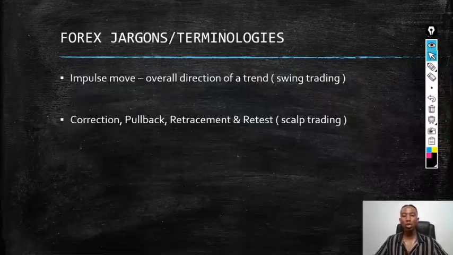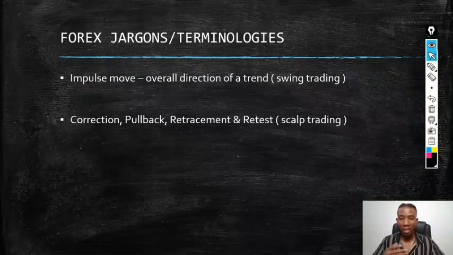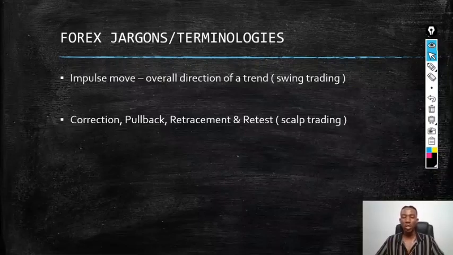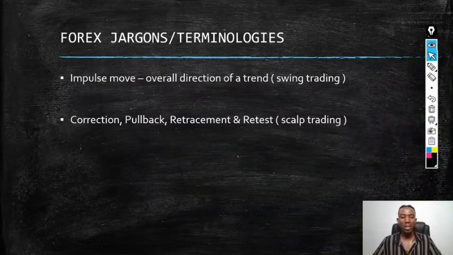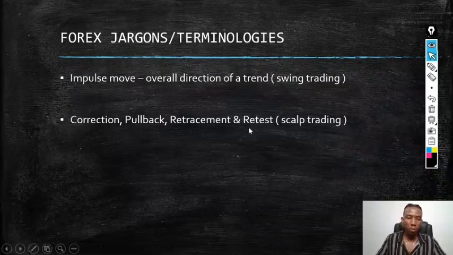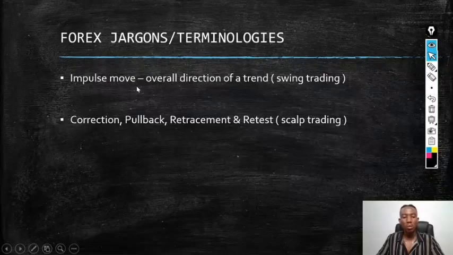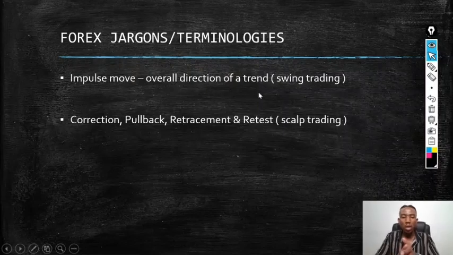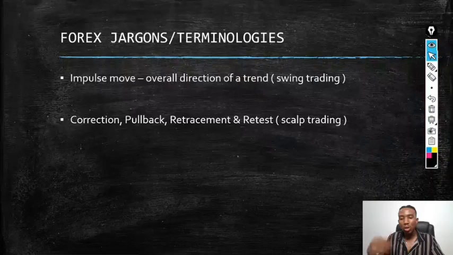So now that I just showed you how to identify an uptrend and a downtrend, I'm basically going to teach you some forex jargon or forex terminologies to help you understand better how to spot your uptrend and a buy trend and how to make sense of it. So firstly, I'm going to start by teaching you an impulse move. So what is an impulse move? In forex trading, we have this word called impulse move. An impulse move is the overall direction of a trend, meaning in order for you to apply an impulse move, you have to know the overall direction of a trend first.